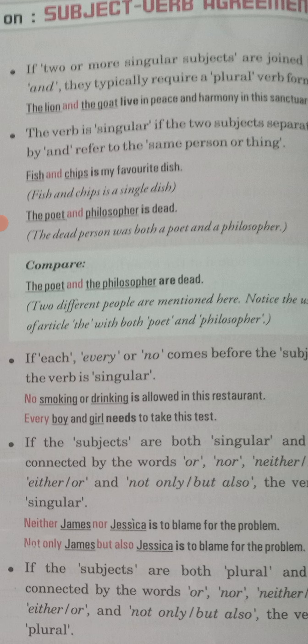Second example, the poet and philosopher. It means the poet is the same as the philosopher. So the poet and philosopher, they have separated, but they are actually one. So the verb here is also "is". I hope it is clear now.